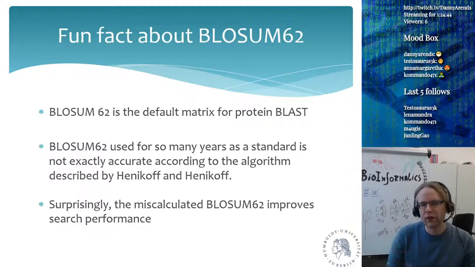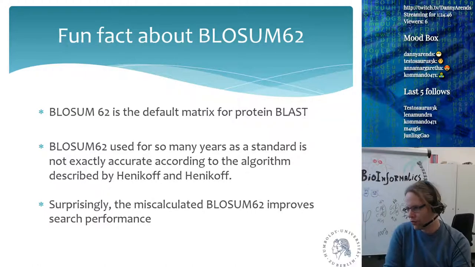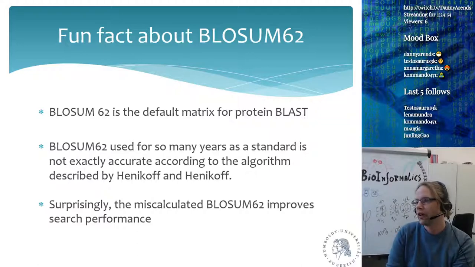There's a fun fact about the BLOSUM 62 matrix. It is the default matrix when you do a protein BLAST. It has been used for many years as the standard, but it is not exactly accurate according to the algorithm described by the people that came up with it. They made a mistake in calculating the original BLOSUM 62 matrix, but surprisingly, the wrongly calculated matrix, not the one based on the original algorithm described by Henikoff and Henikoff, is actually better. It improves search performance.